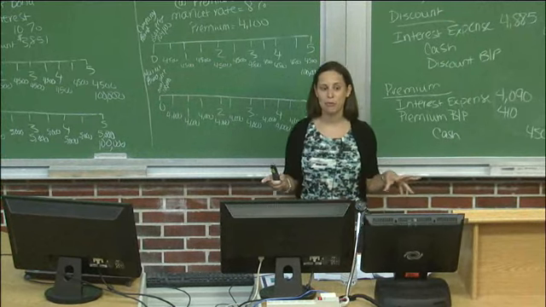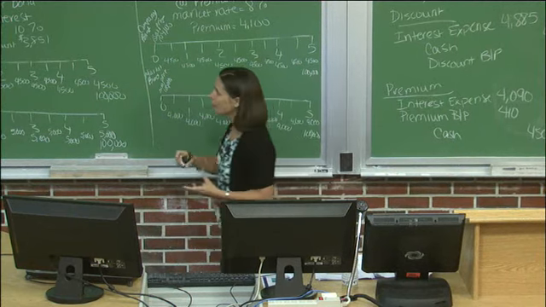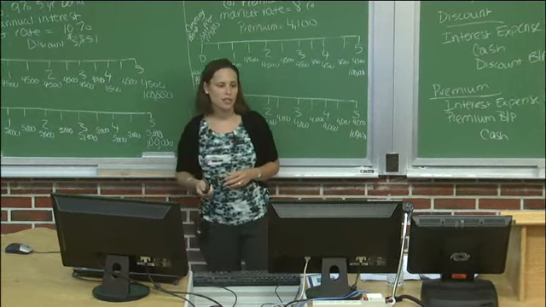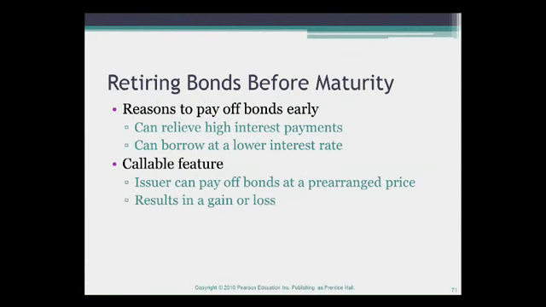They're going to have to pay a premium for that bond in the market, right? Because this bond pays higher interest. Some bonds have a callable feature. A callable bond means the issuer can pay off the bonds at a prearranged price. That means maybe the company issued this bond and said, after 2 years, we can buy the bond at 101. Then let's say that market rate dropped to 5%.